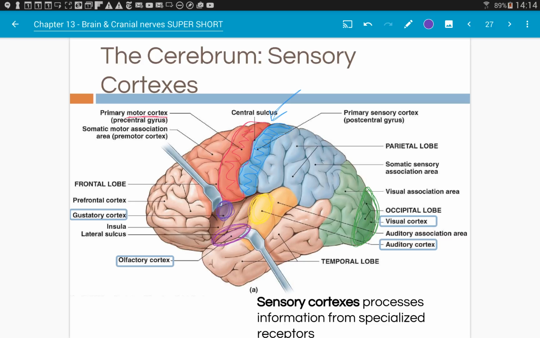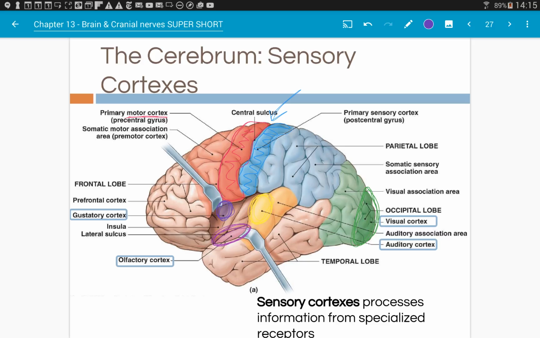Last but not least is the gustatory cortex. Does anybody have a guess for what sense that is for? Taste, yeah, exactly. And so that's kind of deep inside, and it looks like it's deep inside the frontal lobe. Okay, and so you can also see with these, there are association areas. For example, if we're looking at the parietal lobe here, here's our somatosensory cortex, and everything else in light blue is what we would call our sensory association area.